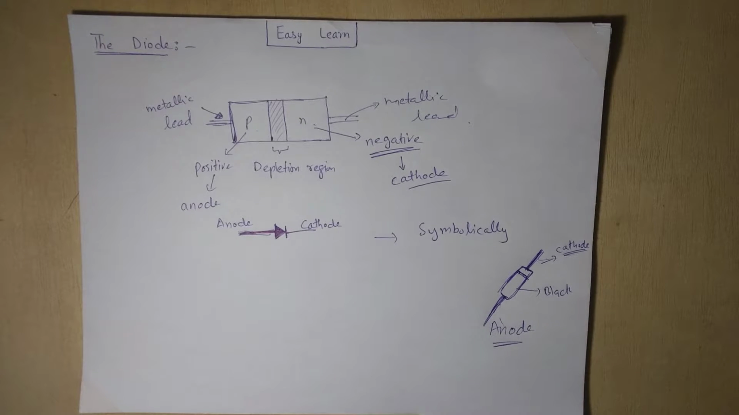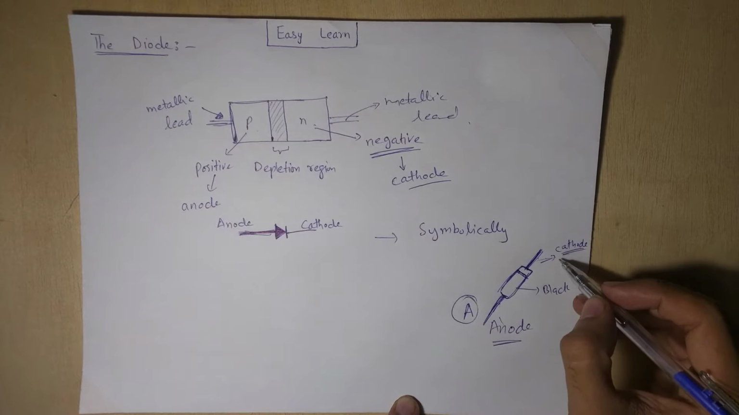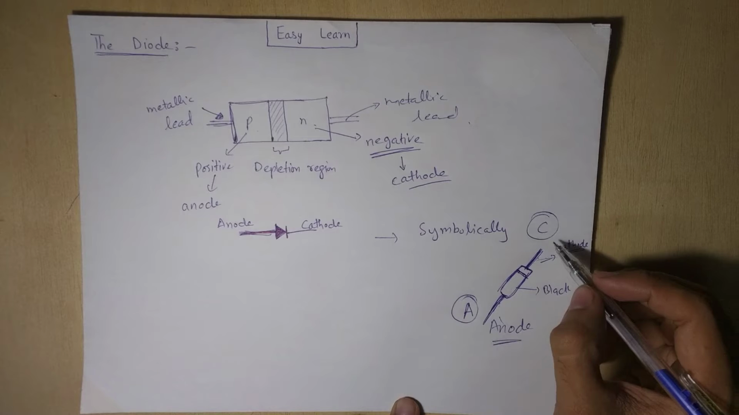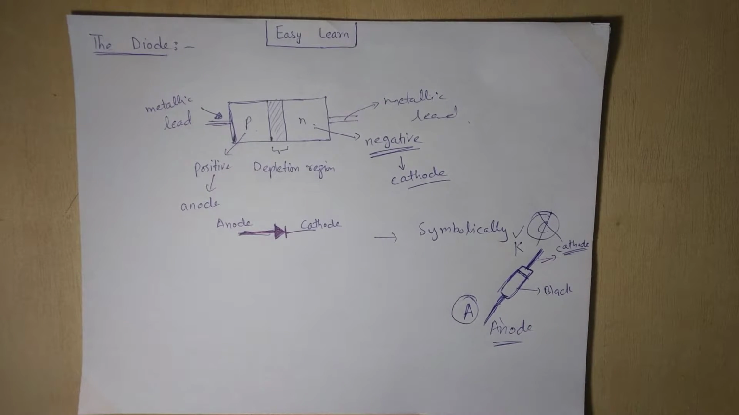In most of the books we use, the anode is most commonly represented by the capital letter A. But for the cathode, they don't use the capital letter C; they use K. This is a very important thing. Students mostly wonder why C is not used and the K letter is used instead.